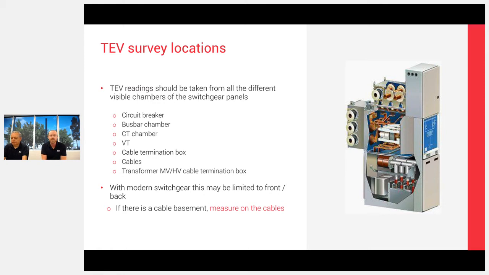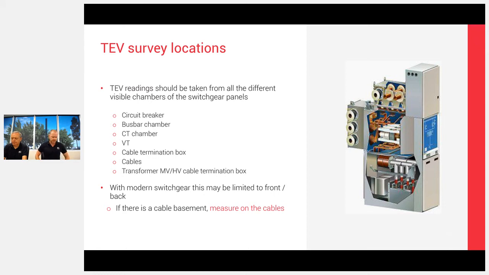So if you can get underneath a switchboard building and you can see all your HV cables, or your switchboard is up on stilts and you can see the HV cables, take TEV measurements on the cables, because quite often the decibel level and the pulse per cycle count and your phase plot that you capture at the cables can be higher at that point, even though the discharge is on the inside of the switchgear. And that's for a couple of reasons.